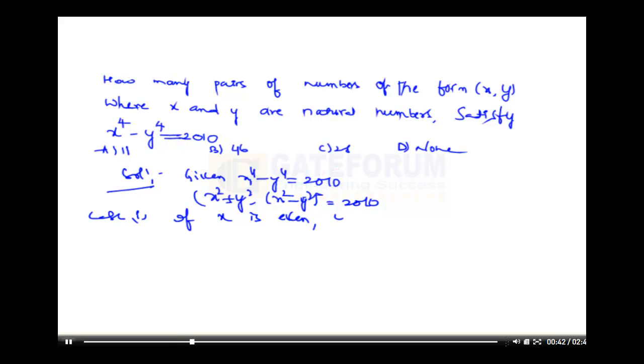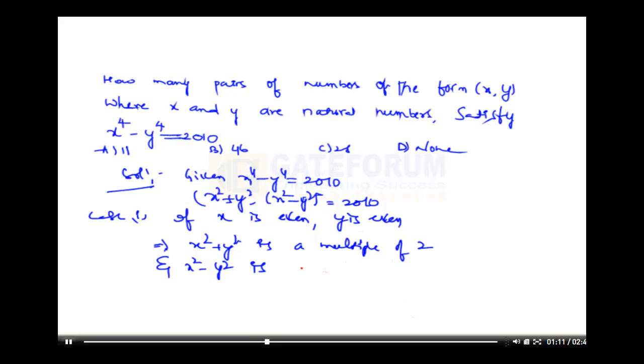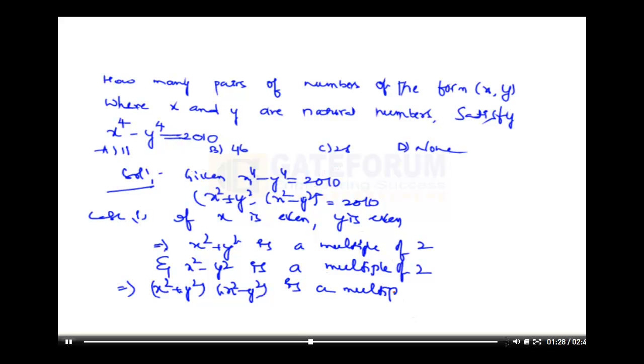If x is even and y is also even, then what happens? Then x squared plus y squared is a multiple of 2. Why? Because x squared is an even number and y squared is an even number, and adding these two even numbers gives an even number, so it is a multiple of 2. And x squared minus y squared will also be a multiple of 2. So the product of these two, x squared plus y squared and x squared minus y squared, will be a multiple of 4. And if you observe the given number, 2010 is not a multiple of 4.